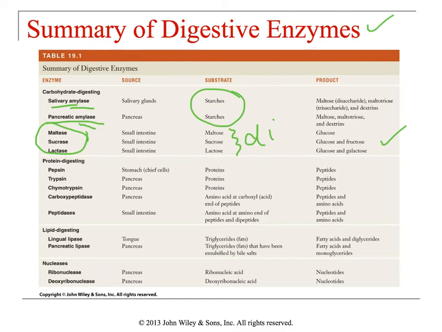There are enzymes that digest proteins: pepsin, trypsin, chymotrypsin, carboxypeptidase, and then peptidases. They're all functioning to break down proteins into amino acids so that you can absorb them. Then lipases: there's one that's released in your mouth, lingual lipase, and then there's pancreatic lipase. And then we have nucleases.